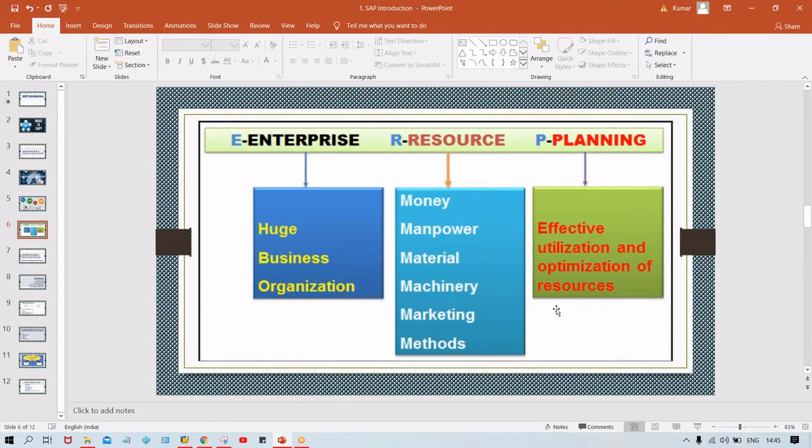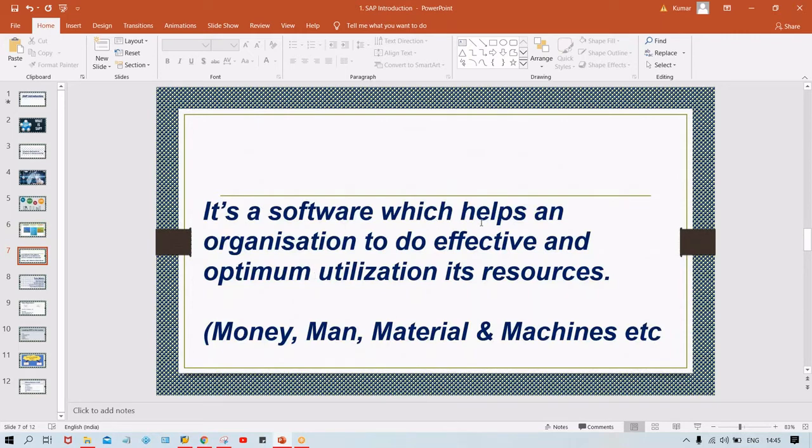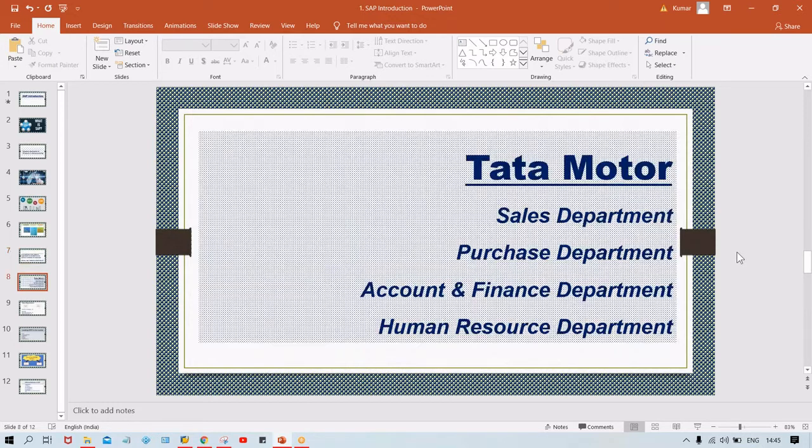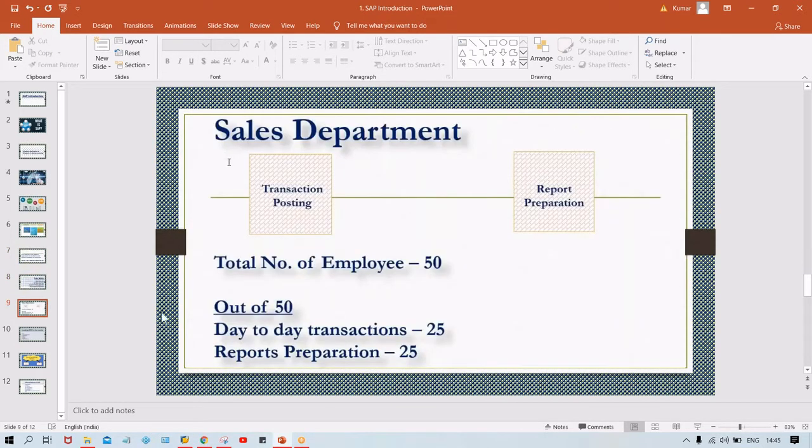So look at here. It's a software which helps an organization do effective and optimum utilization of its resources. Optimum utilization of its resources means what? Earlier 50 people were involved in the sales department itself. Right now only 25 people are going to be part of the sales department. The remaining 25 people, Tata Motors is going to make use of in some different activities. They are going to assign them different activities. So of course, optimum utilization is going to happen, right?